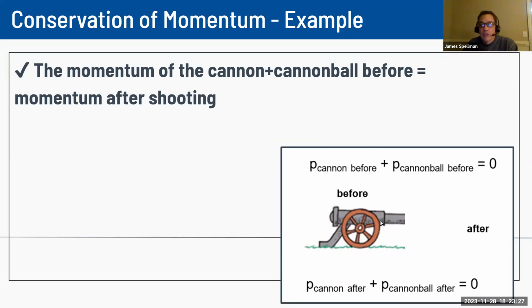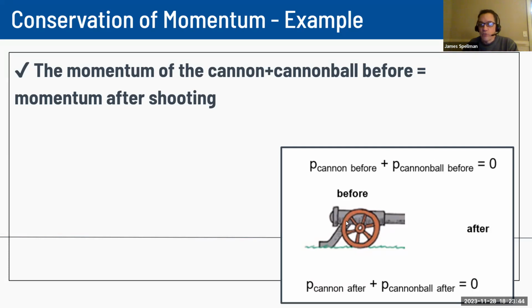At the beginning of the firing, the cannonball is just sitting inside the cannon. There's no motion, and if there's no motion, velocity is 0. If velocity is 0, then there's not going to be any momentum, because the cannon's not moving and the cannonball is not moving. If you add those together, you're going to get 0.